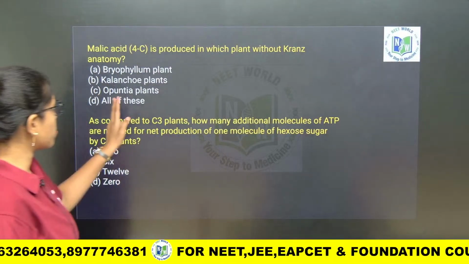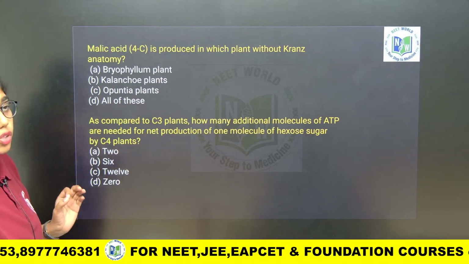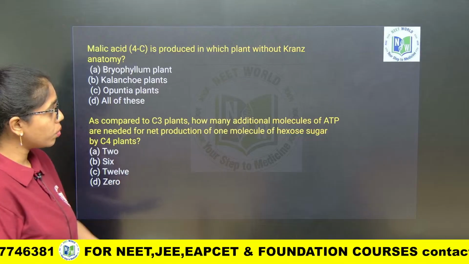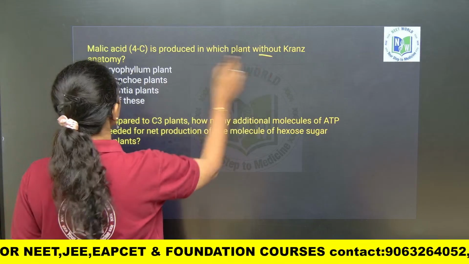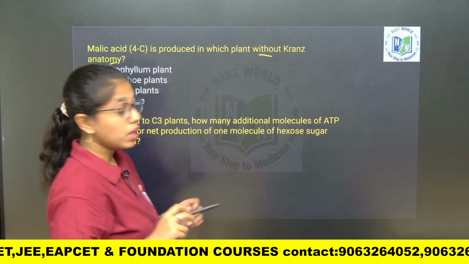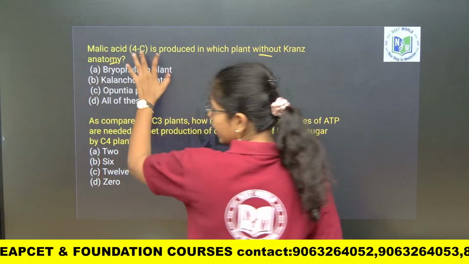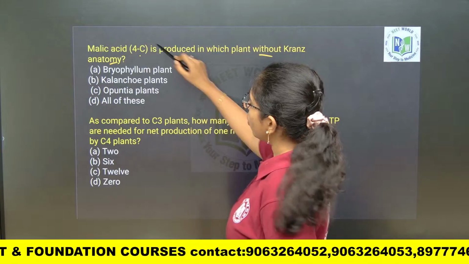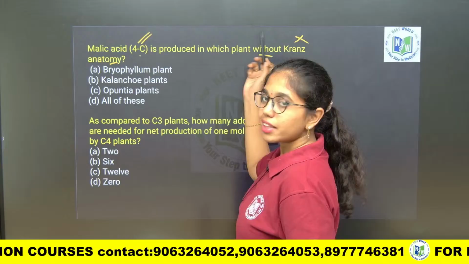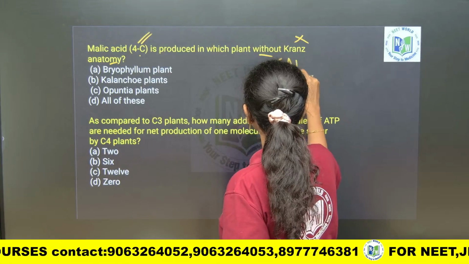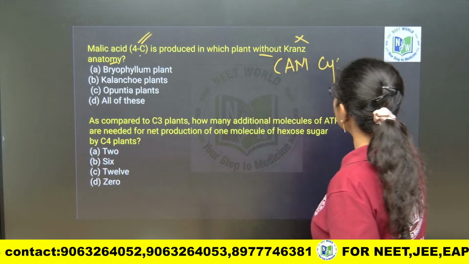Here you see this question. Malic acid, that is 4 carbon, is produced in which plant without Kranz anatomy? So he is saying 4 carbon malic acid is produced and there is no Kranz anatomy. Then obviously it is CAM cycle. Obviously it is CAM cycle.